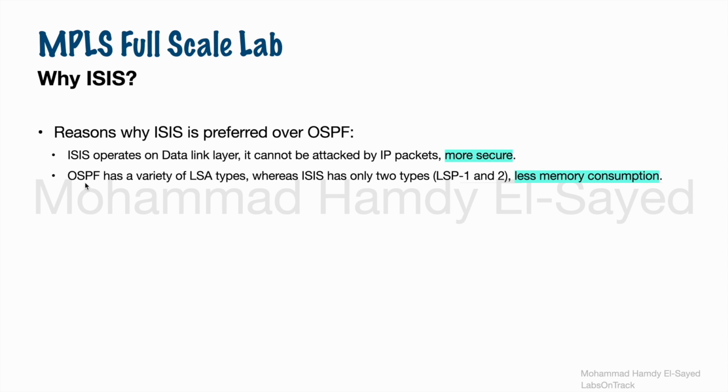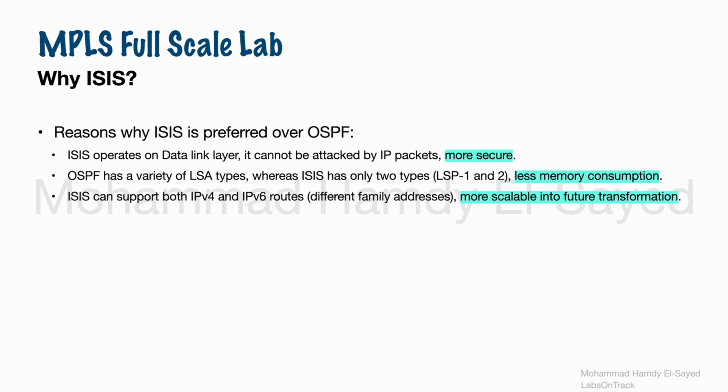The second reason is that OSPF has a variety of LSA types, whereas ISIS has only 2 types of updates. The updates in ISIS are called LSP1 and LSP2. So ISIS has less memory consumption than OSPF, which means better performance for the router.